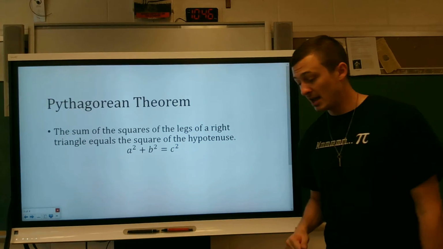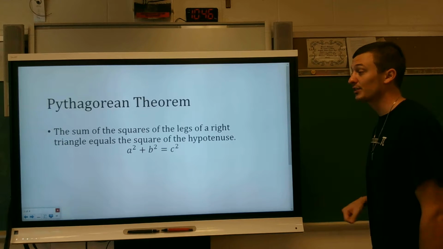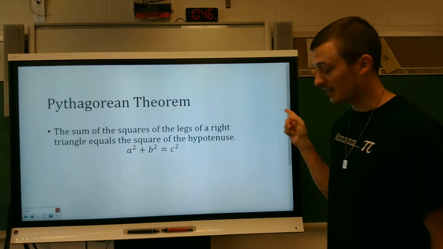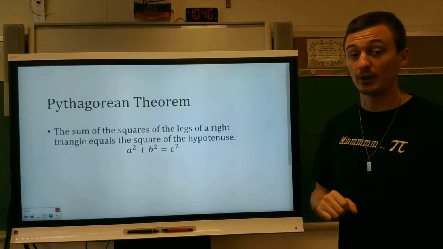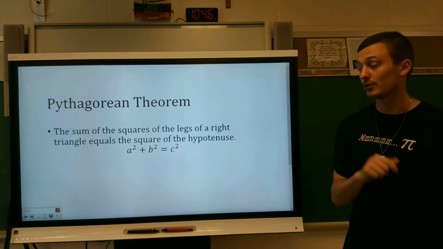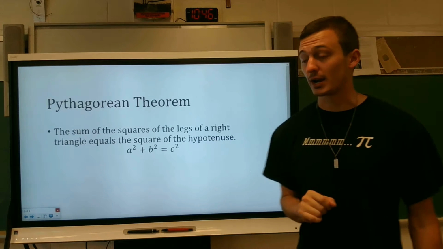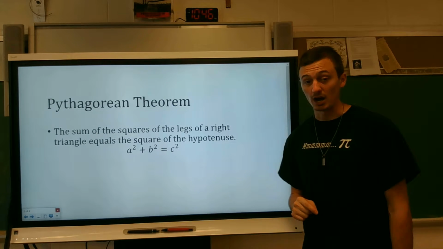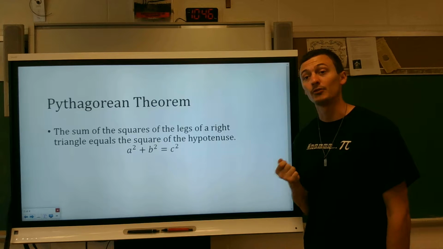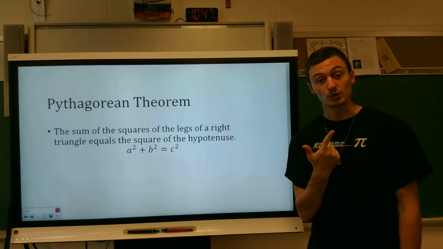The Pythagorean theorem, we may have talked about this already. You might have heard of this before. The Pythagorean theorem says the sum of the squares of the legs of a right triangle equals the square of the hypotenuse. This is the equation associated with the Pythagorean theorem: a squared plus b squared equals c squared, where a and b are the legs of a right triangle and c is the hypotenuse. So you can use the Pythagorean theorem to solve for any side of a right triangle, as long as you have two other sides.